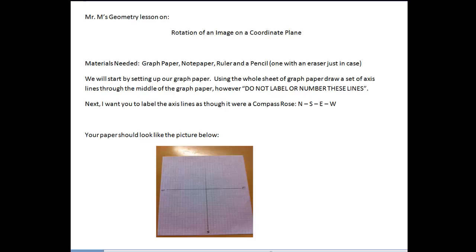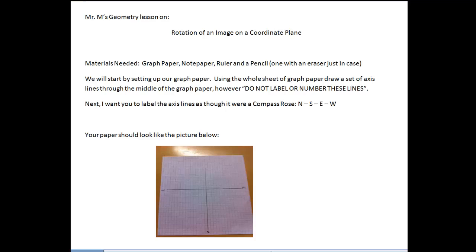Today we're going to do a rotation lesson of an image on a coordinate plane. Some of the materials you'll need for today will be some graph paper, notepad paper, a ruler, and pencils, one with an eraser just in case. We're going to start by setting up our graph paper.